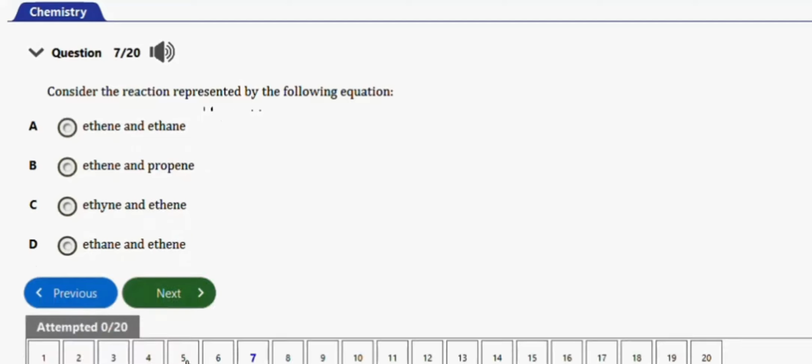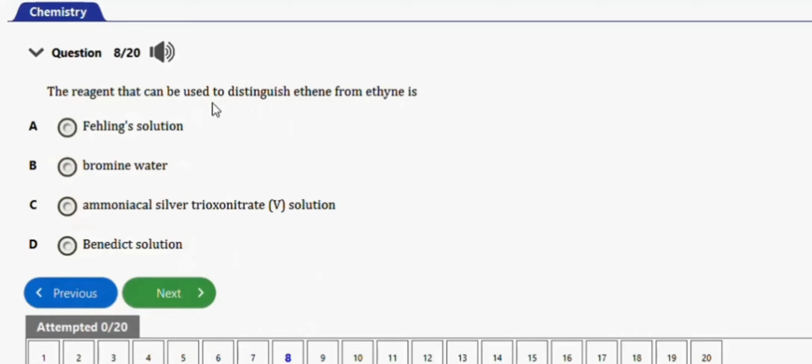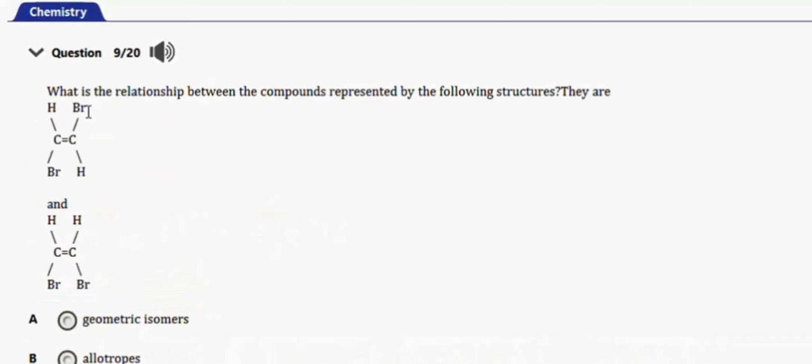The next question will be this one. It says the reagent that can be used to distinguish ethane from ethene is, so it is very easy guys, it is our ammoniacal silver trioxonitrate solution. So that will be the answer, option C. Take note of this question. The next question will be this one. It says, what is the relationship between the compounds represented by the following structures? They are, so geometric isomers. Yes, that's the answer. So this is how geometric isomerism is expressed in organic chemistry. So that's it for this question.